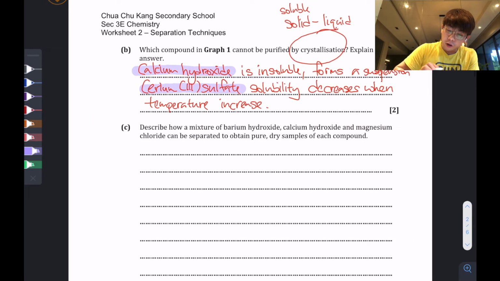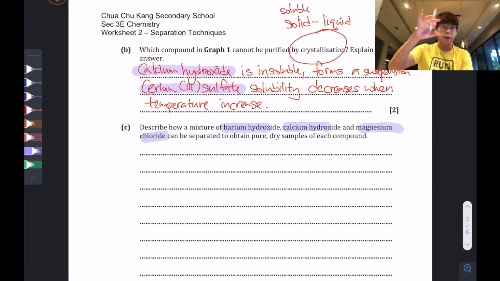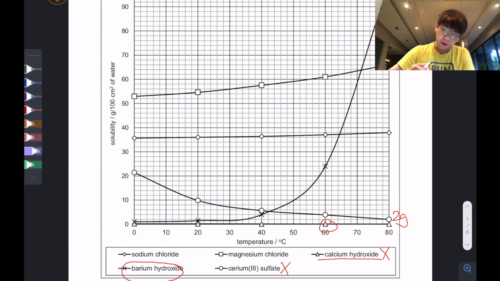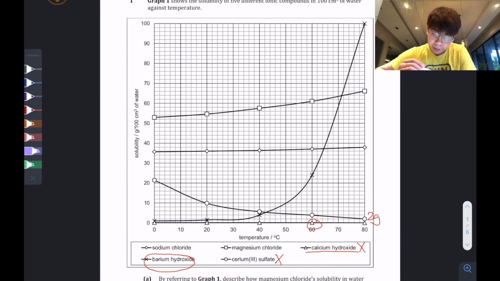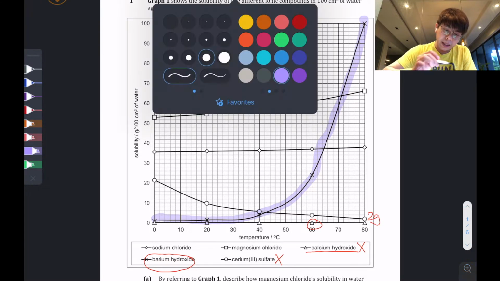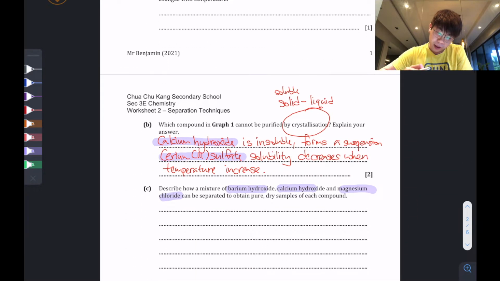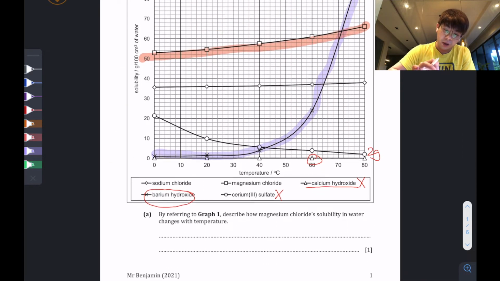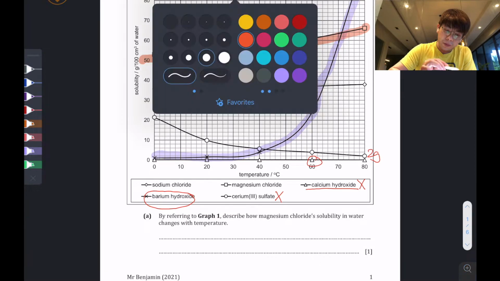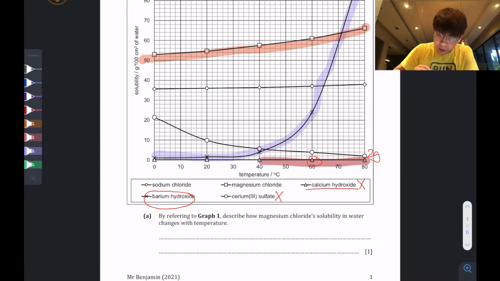Describe how a mixture of barium hydroxide, calcium hydroxide, and magnesium chloride can be separated. So I mix them all together, and then I want to separate them. Let's take a look. We have barium hydroxide, which I'll highlight in purple. Then we have magnesium chloride, which is this one over here, as well as calcium hydroxide, which I'll highlight in red, which is this one over here.